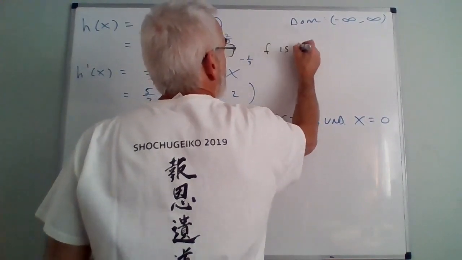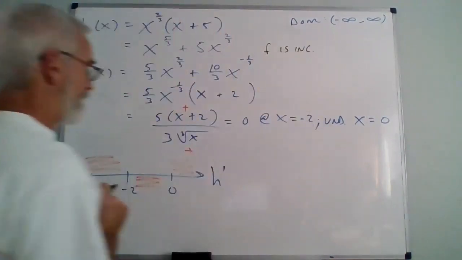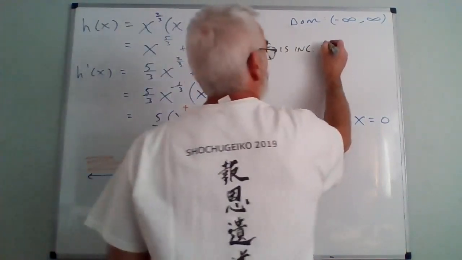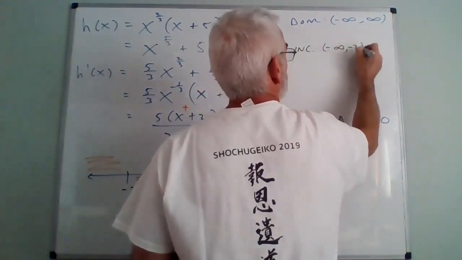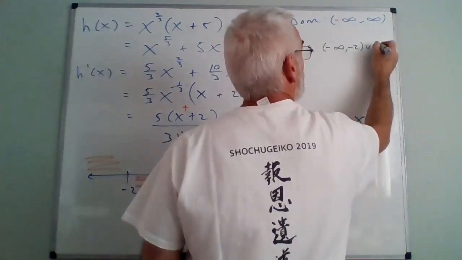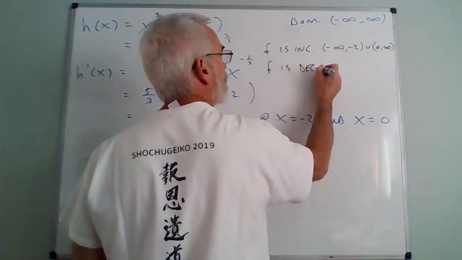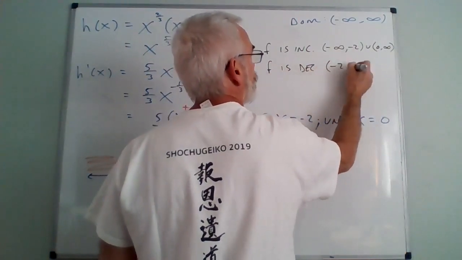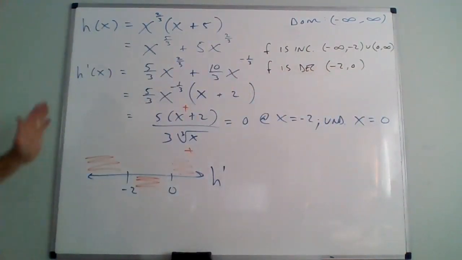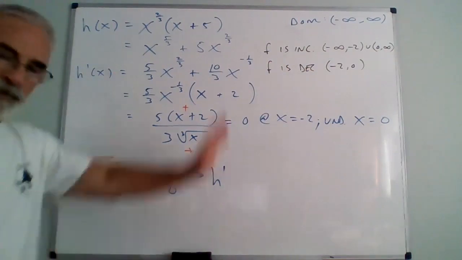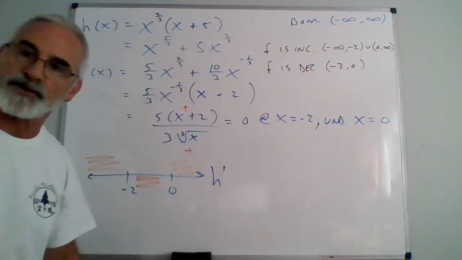F is increasing. I'm going to abbreviate so I can fit it in there. In these two intervals: negative infinity to negative 2, and then again 0 to infinity. F is decreasing between negative 2 and 0. So I'm going up, something happens, I'm coming down, something happens, and I go back up again. That's kind of how I can interpret this.